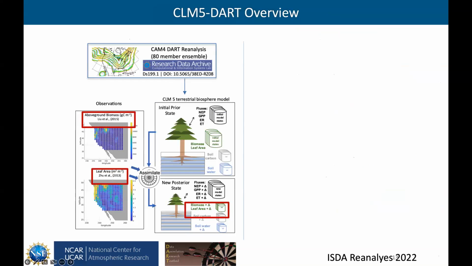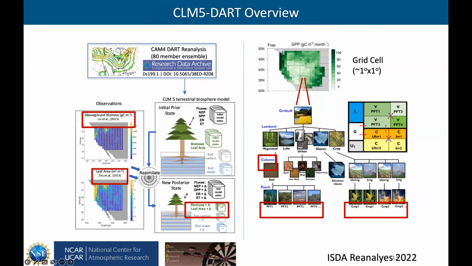And here's a cartoon of how we handle this problem. On the left, we show an 80-member ensemble of CLM runs forced by a CAM4 reanalysis product. CAM6 will work the same way. These are 80 equally likely CAM model states, which are all constrained by atmospheric observations and which create spread in the CLM ensemble. We then assimilate multiple remotely sensed data products and then adjust the model state to better represent the observations. It's important to note that all of the model states, fluxes, soil carbon, and soil water are influenced by this adjustment, even if there are no observations of them directly. And I'll skip the details.